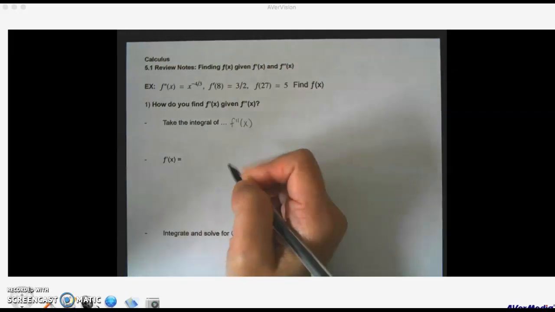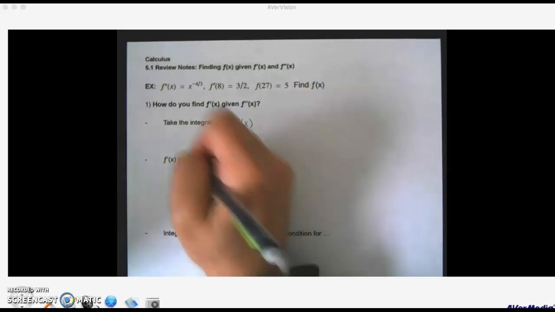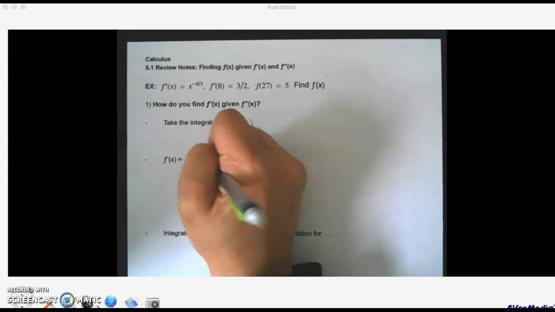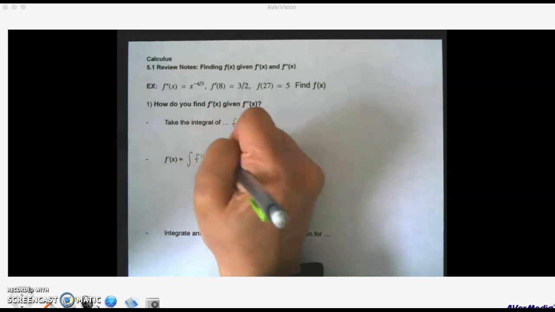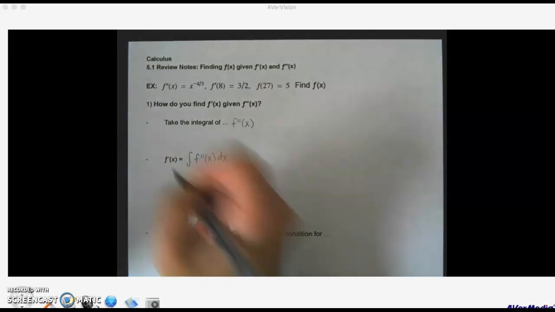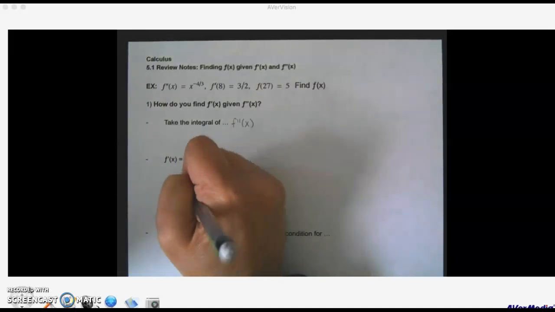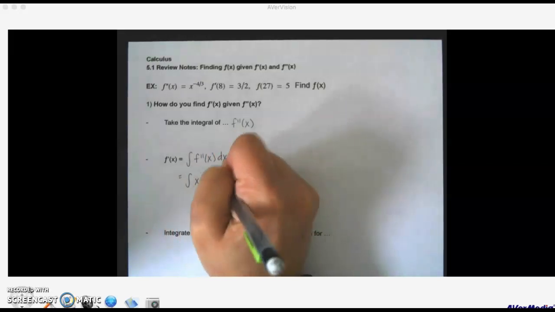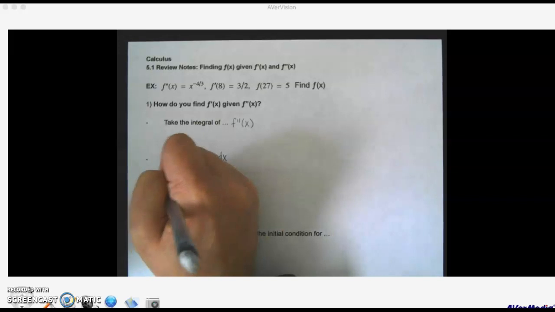So that means that our f prime of x is going to equal the integral of f double prime of x dx, and we're just going to substitute in what our f double prime of x is equal to. So we're saying it's equal to the integral of x to the negative 4/3 dx. So this is what we're going to be solving for.